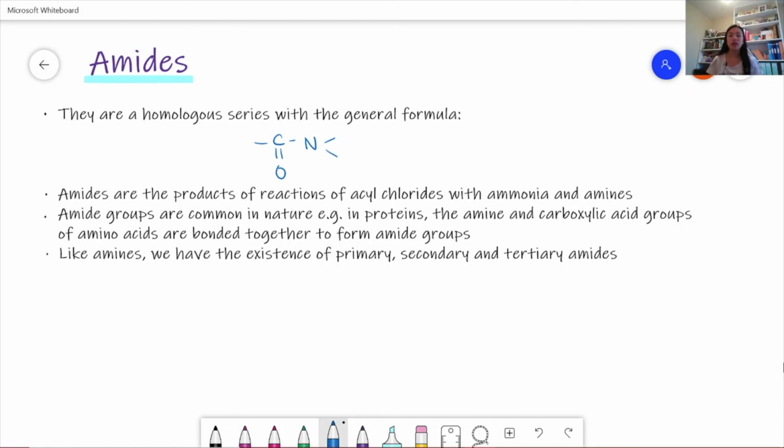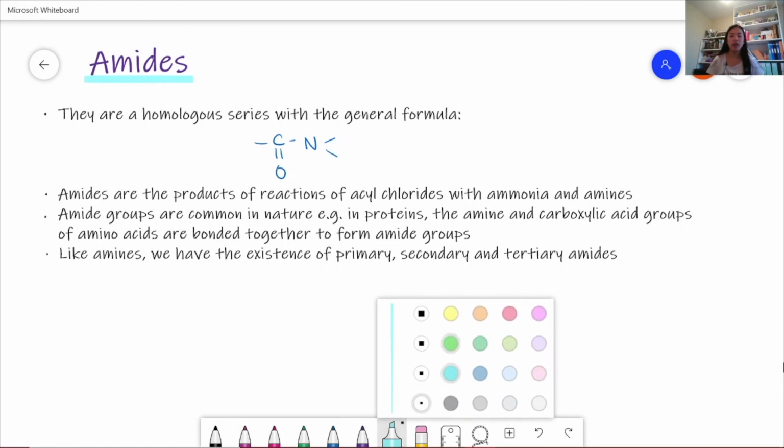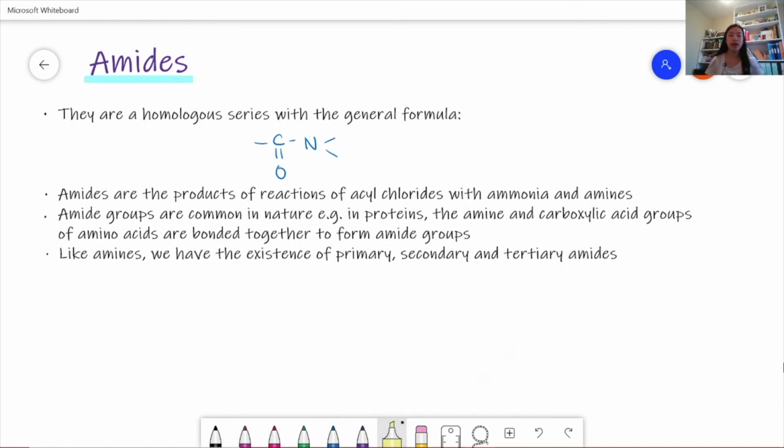Amides are the products of reactions of acyl chlorides with ammonia and amines. So these were the acylation reactions that we saw. And amide groups are common in nature. For example, in proteins, the amine and carboxylic acid groups of amino acids are bonded together to form amide groups. Like amines, we have the existence of primary, secondary, and tertiary amides, and these depend on how many R groups we have on the nitrogen, again, like amines.